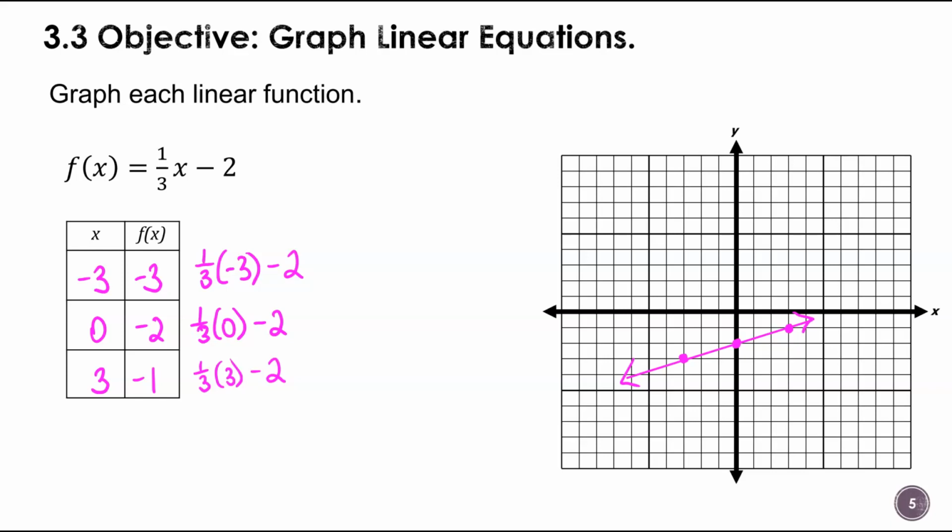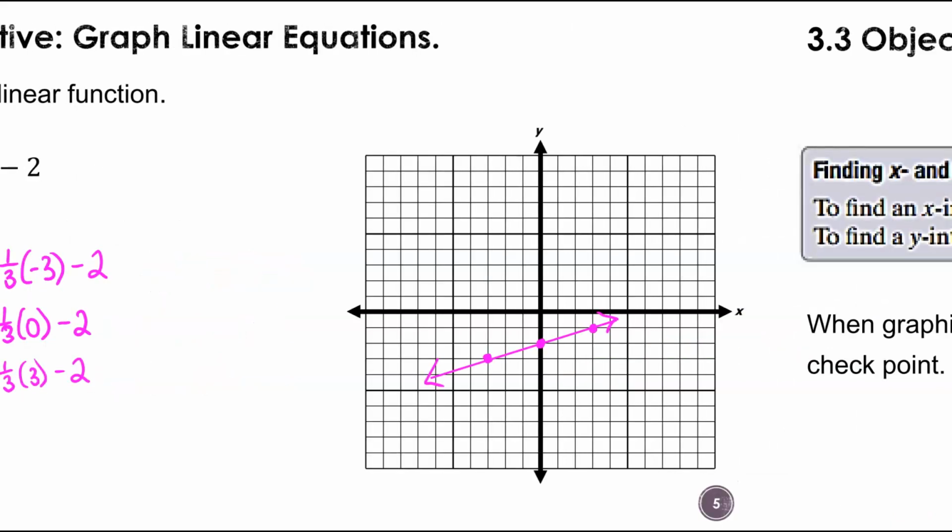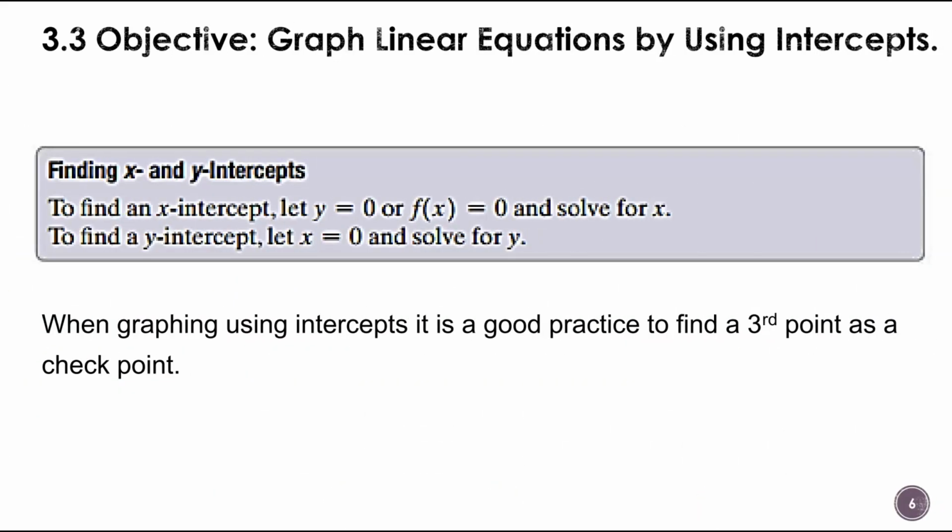Now you do know that you can choose any values of x you want to. You could choose y's, but that would make it more complicated to find the other coordinate. So choosing the x's when it's already in function notation is the best way to go. All right, next. We talked about the x and y intercepts a little bit in section 3.1, and talked about how to find them.